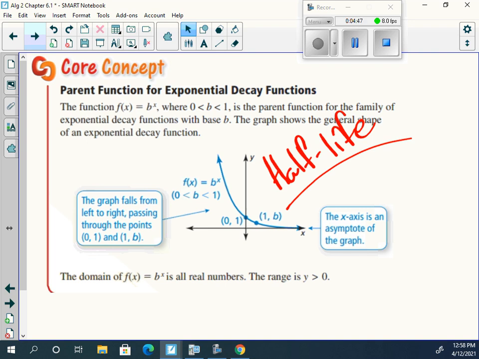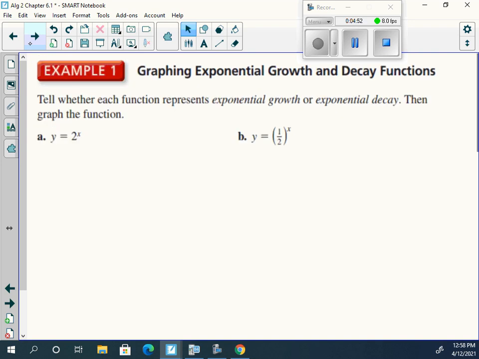So we have these here. Let's look at these first two. The first one we have is y equals 2 to the x. Now this here would be growth or decay? B is bigger than 1, yes? So this would be growth, because our b value is greater than 1.